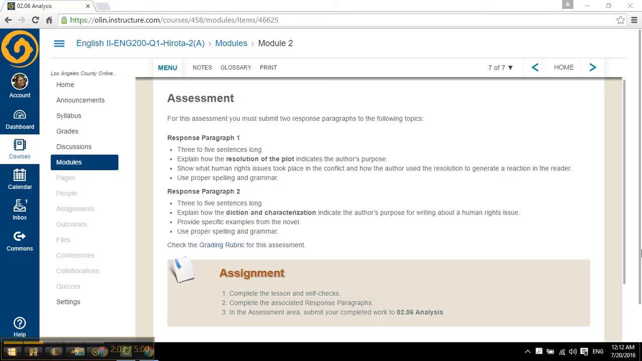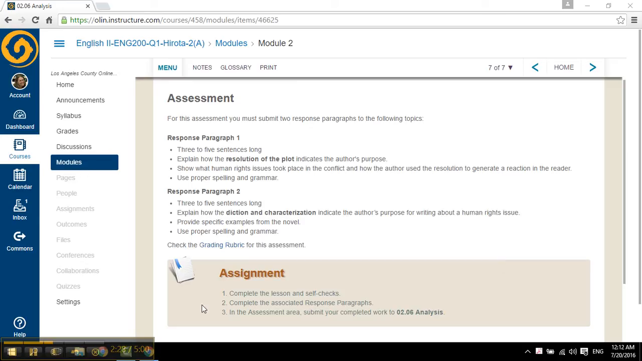So you're going to look at these kinds of words that are used to describe the characters and the situations. Is the connotation positive, negative? How does that show you what the author thinks about the human rights issue? And make sure you use proper spelling and grammar, of course. Now, you're going to need to do this in a document. I think it's probably easiest to do it in a Google Doc.